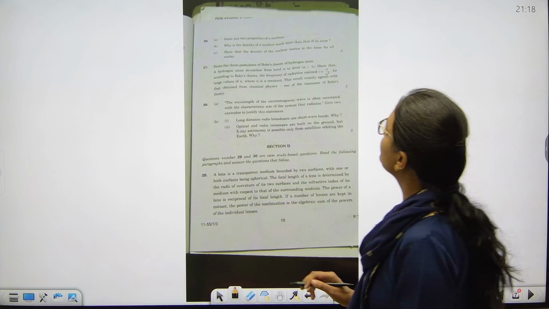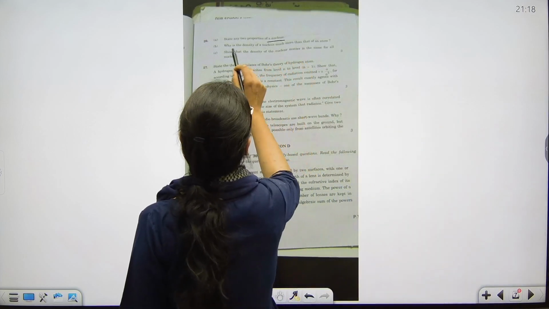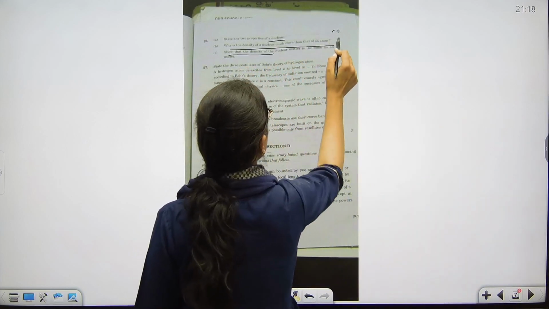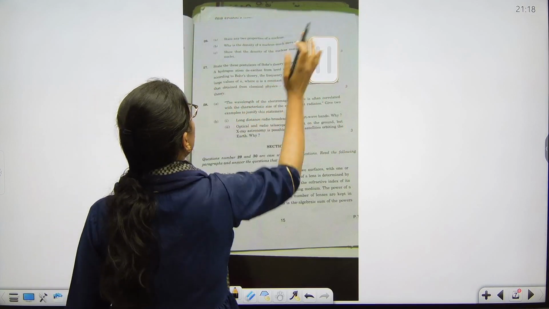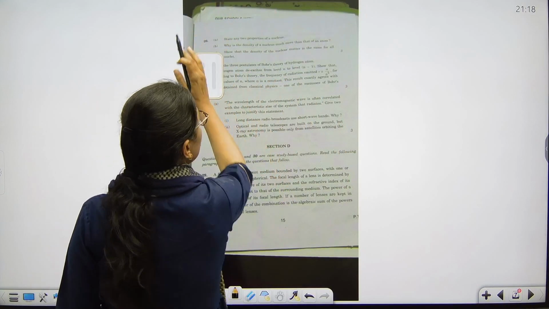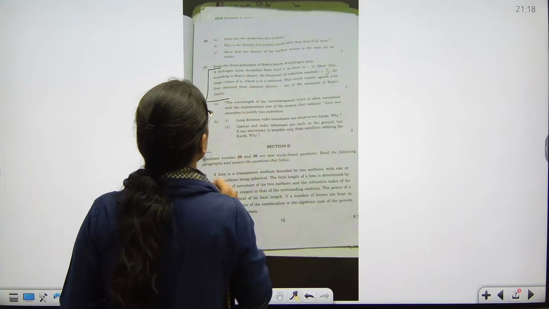Then we have: state 2 properties of nucleus theory. Density of the nucleus is much lower. This question is a completely theoretical question. State 3 postulates theory. Then we have this particular question. Let us take this one.